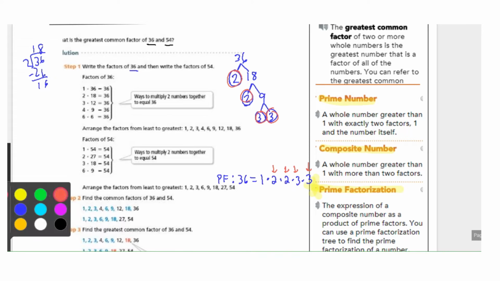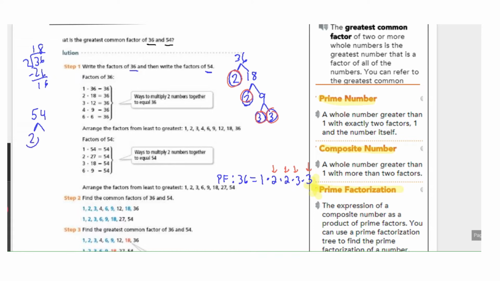Now I want to find the prime factorization for my next number, which is 54. So this is how you find the prime factorization. I'm going to put 54. I know 54 is an even number because it ends with a 4, so I'm going to do 2 times something. Now you can do 9 times 6, 3 times 18, 6 times 9, either one. But I know it's even, so I'm going to go with 2, and then I'm going to divide 54 by 2. And I know that's going to be 27. But if you go along with it, it'll be 27.